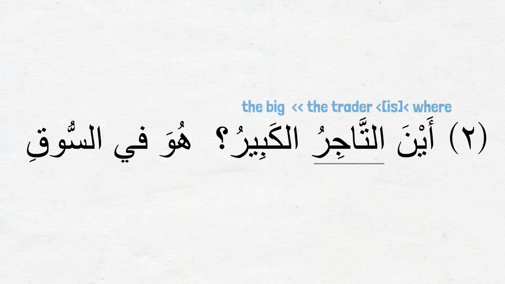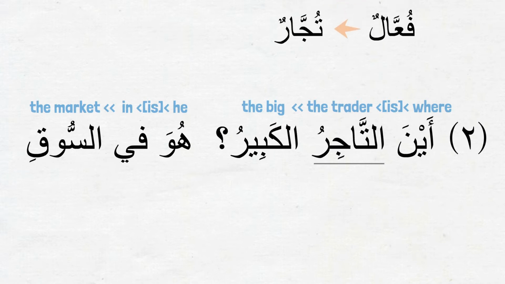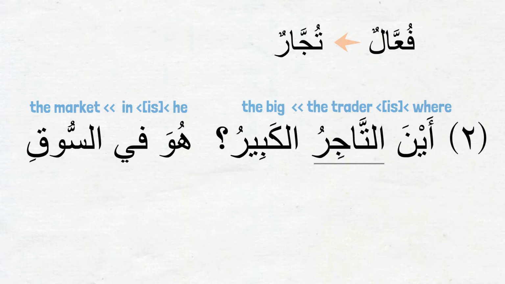أين التاجر الكبير؟ هو في السوق. Where is the big trader? He is in the market. The plural of التاجر is broken and it is التجار. So تجار and طلاب both have the same pattern, فعال, as we saw in the video tutorial for part 1. Then what do you think? What should be the plural version of the question?